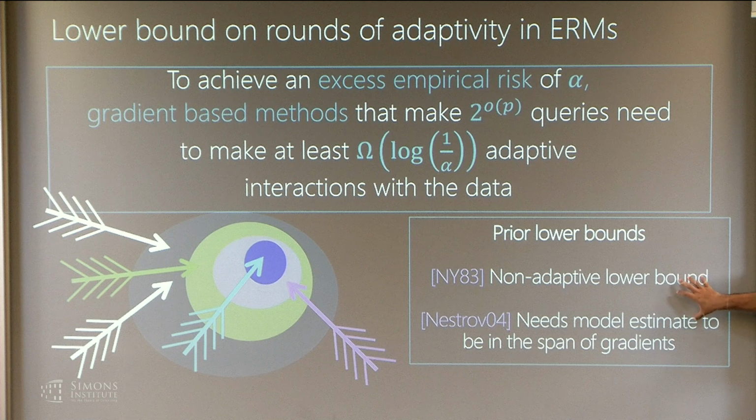So in particular, both of these lower bounds do not apply to the adaptive case. It's just one query per round, but it's a sequential lower bound. It's an adaptive lower bound. Yes. Just one query per round.